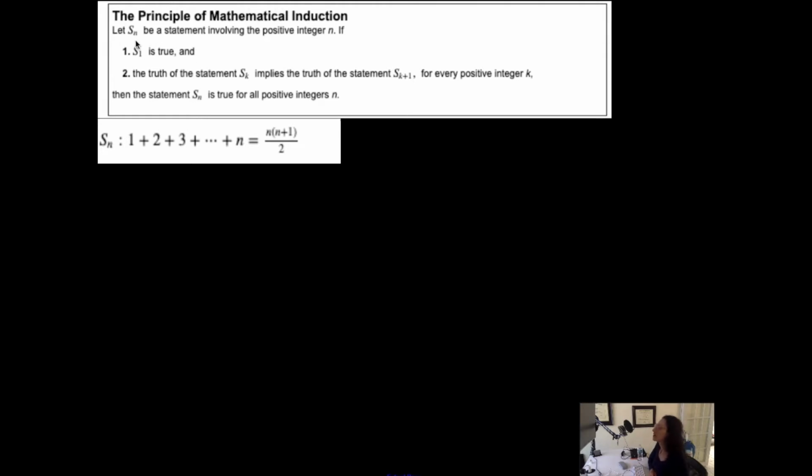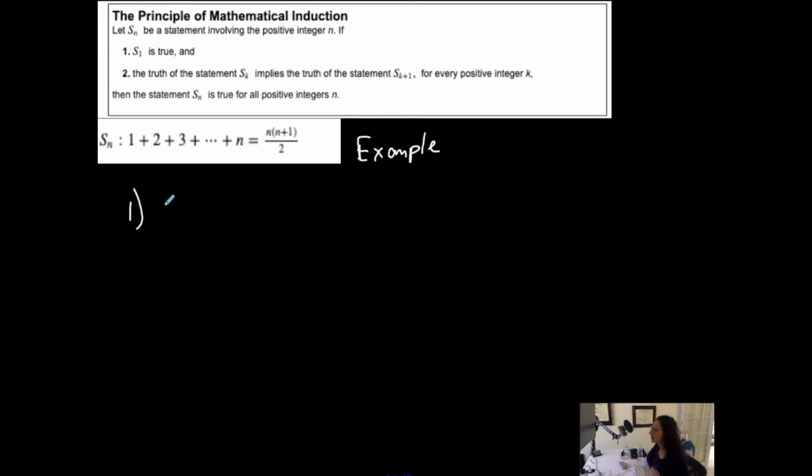Here's the process. Let Sn be a statement involving a positive integer n, which is what we have here. First step is to prove that S1 is true. Is it true for the first term, or when n is equal to 1? So let's start with that first step. So this is an example. The first step is to prove that it's true for when n is equal to 1.